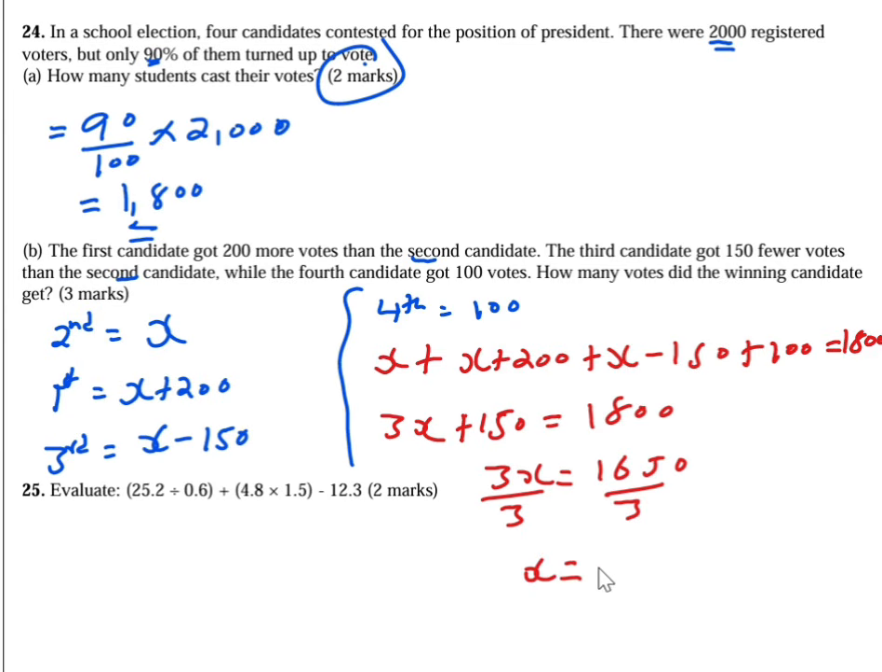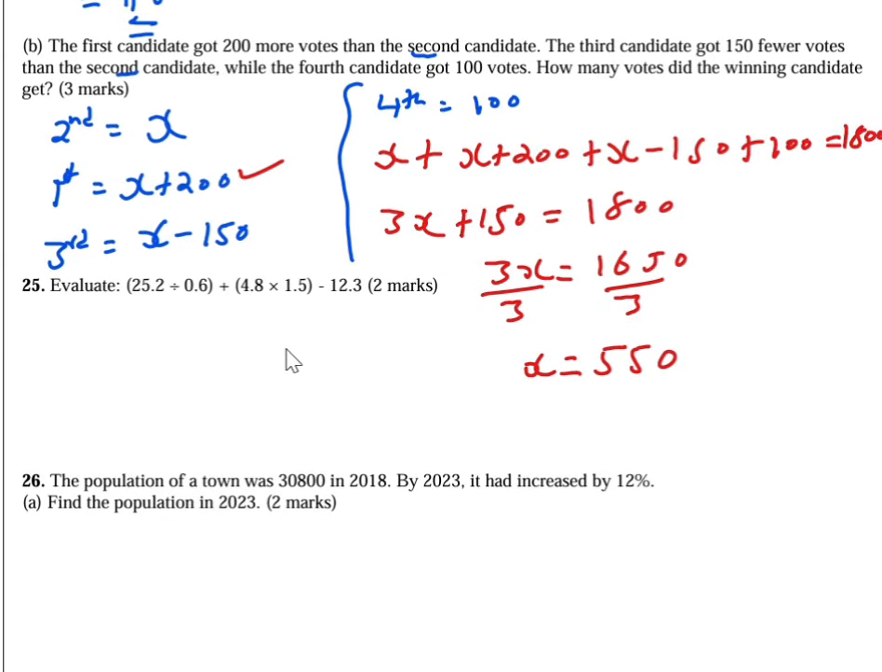So X is 550. Remember, who was X? The second candidate. How many did he get? 550. So his votes are 550. But the question is asking how many votes did the winning candidate get? So we want the winning candidate. So the first candidate is this one. So what do we do for his votes? X is 550. So for the winning candidate, we say it is X plus 200, and X is 550 plus 200. If you add these two, you'll see it is 750 votes. And therefore, this is the answer to our question. We score those 3 marks.